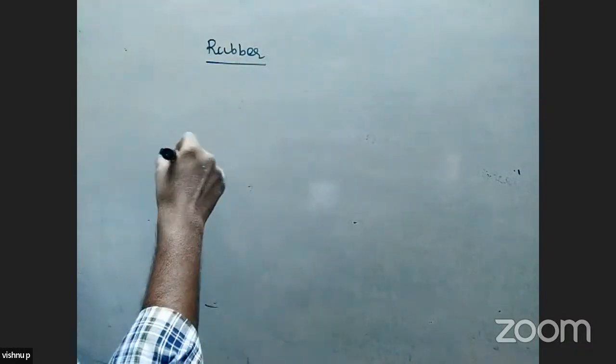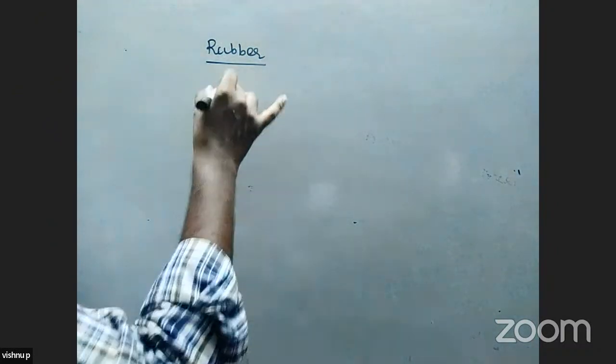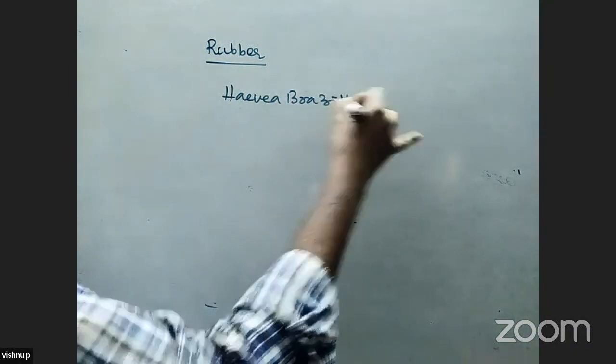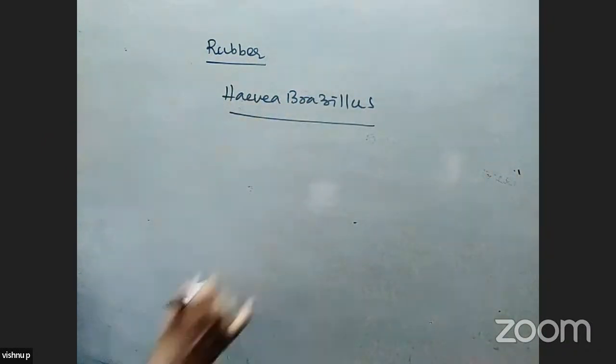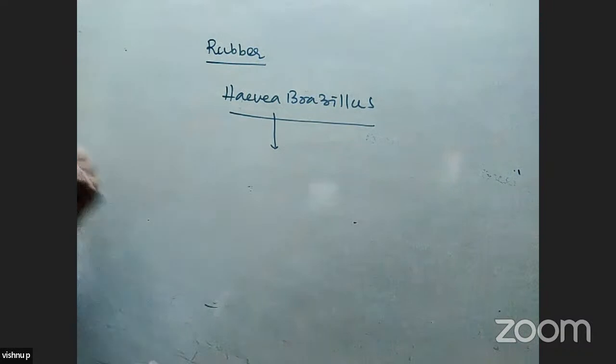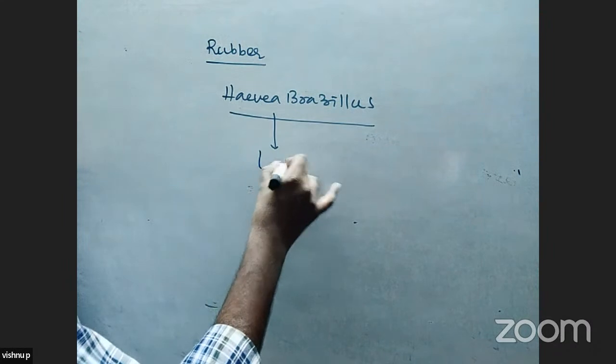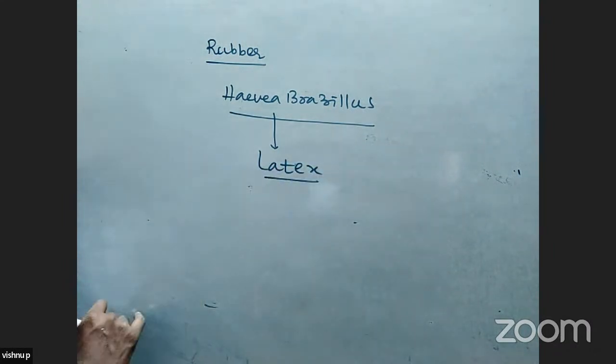So the classification part is completed. We discuss a few important polymers. First we start with rubber. Rubber is obtained from the rubber plant. Many varieties of rubber plants are there. One important plant is Hevea brasiliensis. From this rubber plant, natural rubber is obtained as a white semi-solid compound called latex.